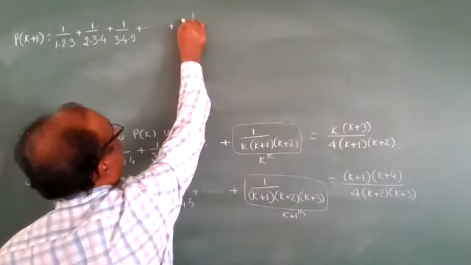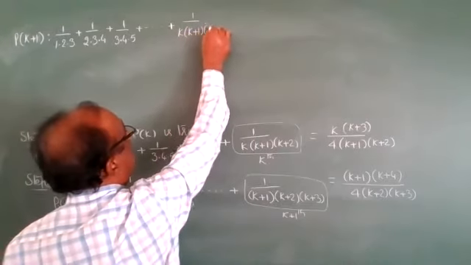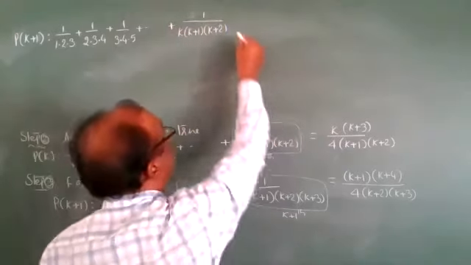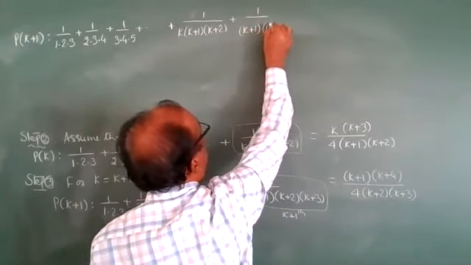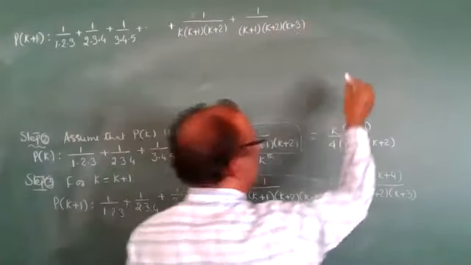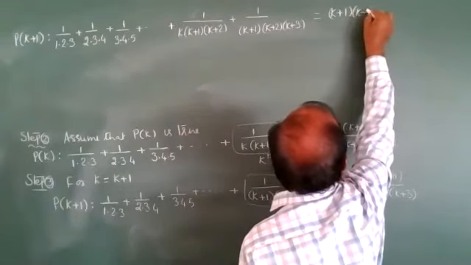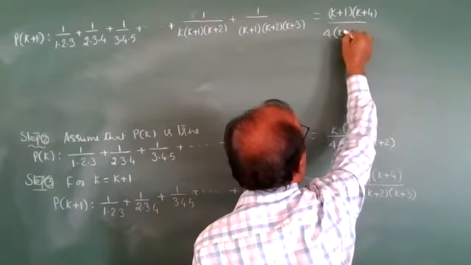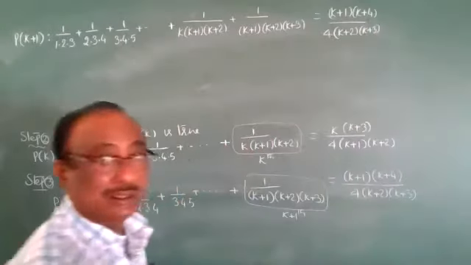Before that, the kth number is 1 by k into k plus 1 into k plus 2. The k plus 1th number, write down 1 by k plus 1, k plus 2, k plus 3. We have to show that the answer is k plus 1 into k plus 4 upon 4 into k plus 2, k plus 3. This is the right hand side. We have to show that.